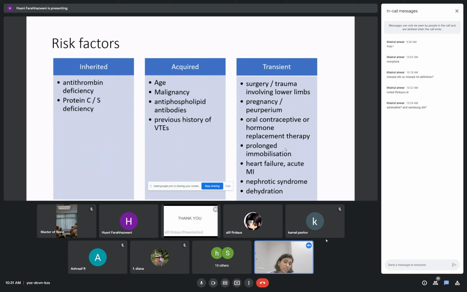So especially in post-COVID patients or during the illness of COVID, you need to anticipate even MI and also pulmonary embolism. Okay.